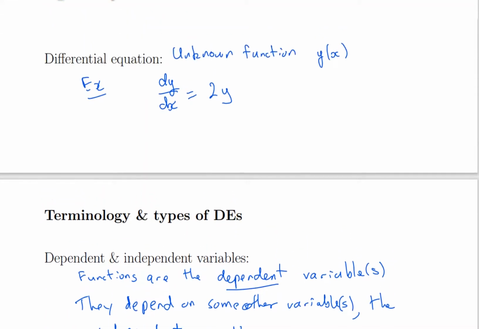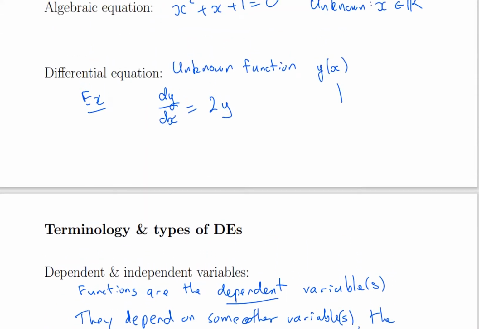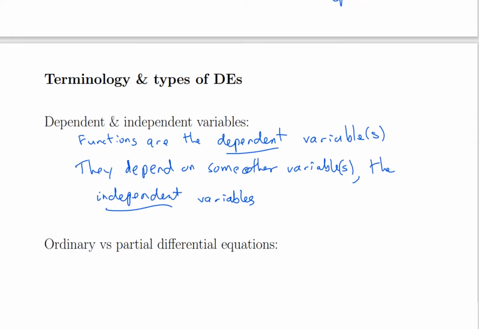So in this example here, x was the independent variable and y was the dependent variable. You basically just need to look at the derivative terms. I'm differentiating y with respect to x. That generally means that y is a function of x, so y is the dependent variable.